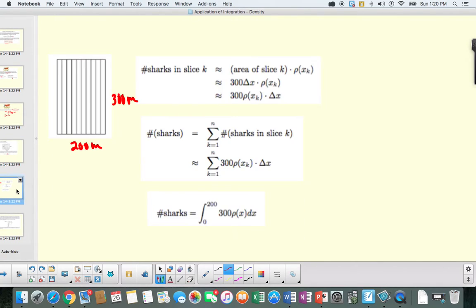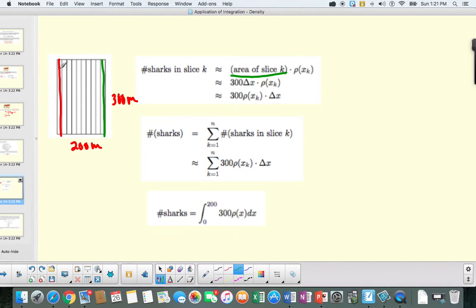So what do we do? Well, we're going to divide these areas lengthwise because the density is nearly constant within each slice. There are more sharks here, and the density over here is going to be a lot less than this one right here. So this is the way we're going to divide them. It's going to be the area of the slice times the density, in reference to how far you are from the shoreline.